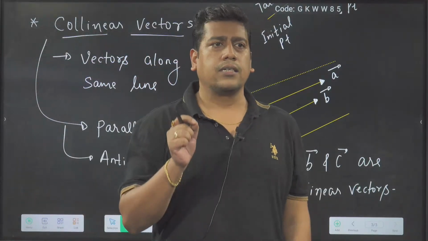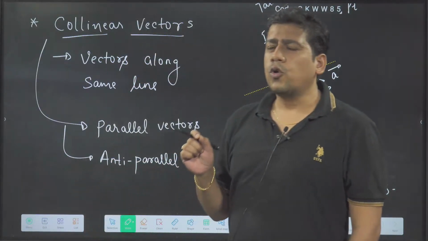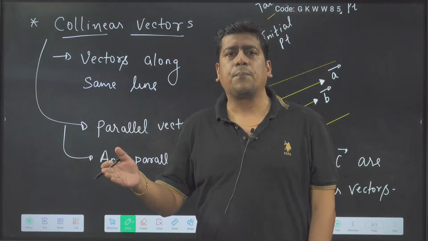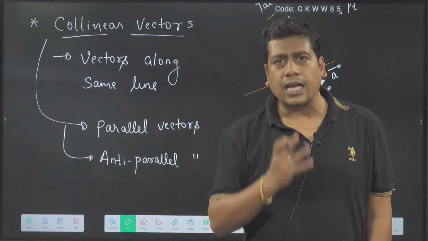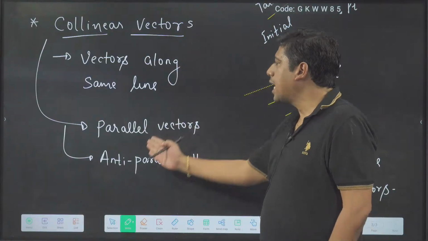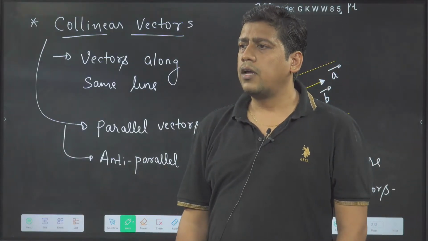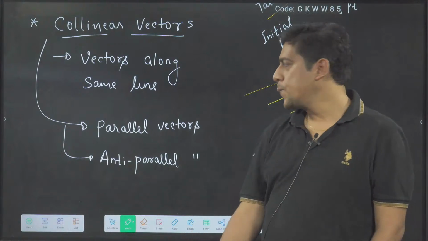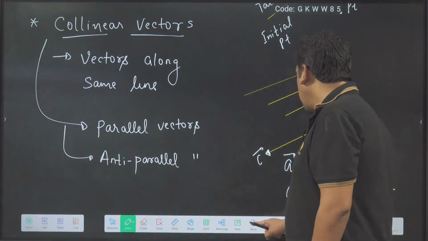Okay, these small things we need to clear. So collinear vector doesn't only mean parallel vector. Anti-parallel vectors can also be known as collinear vectors. So you can say that collinear vectors can be divided into two parts, parallel and anti-parallel vectors. I hope this point is clear.